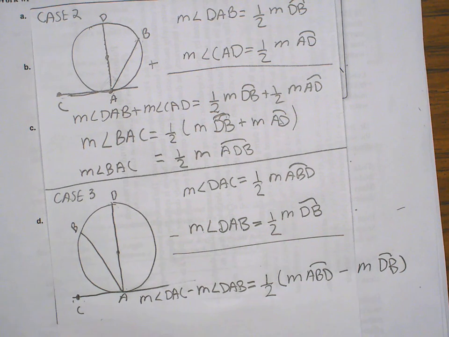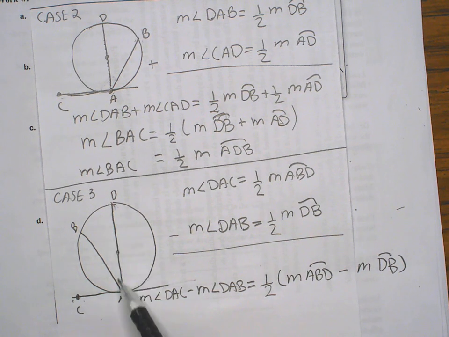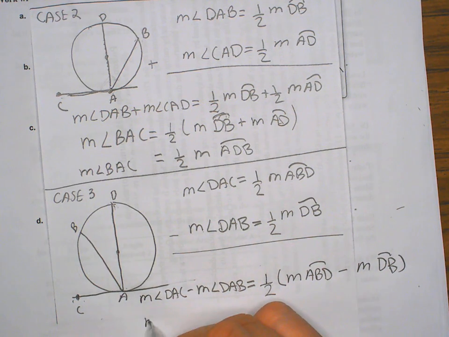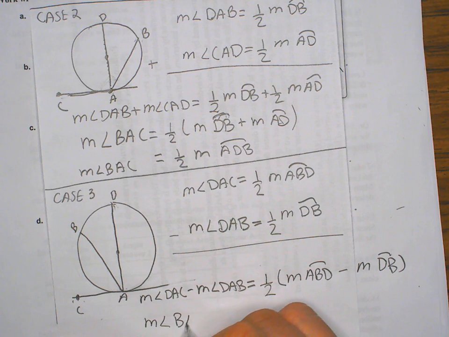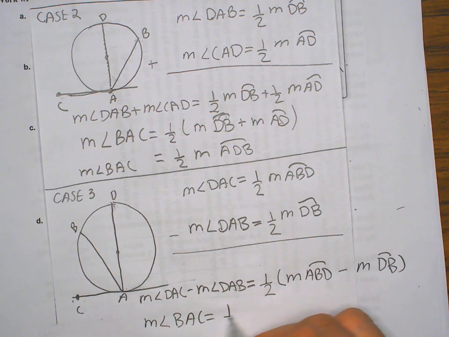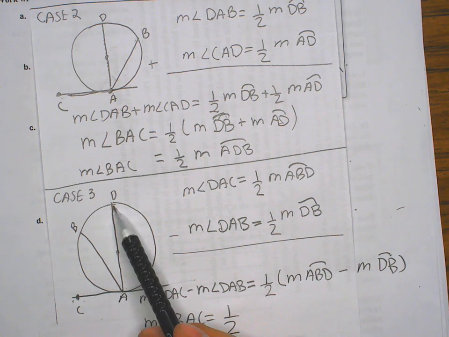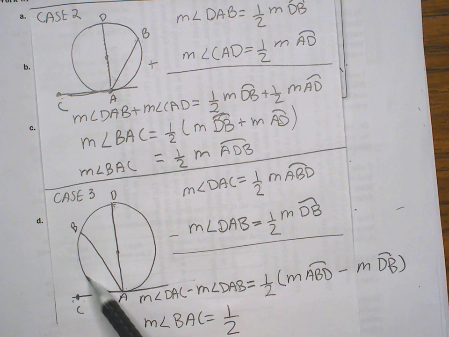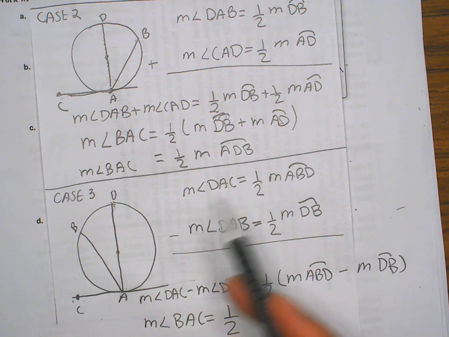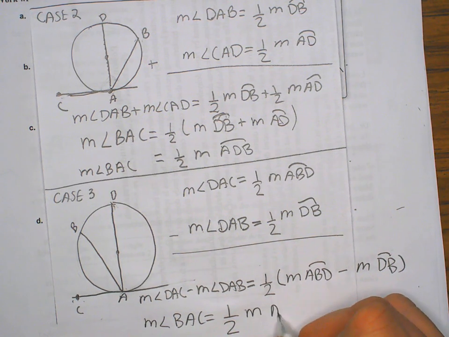Now let's think about what this means. DAC minus DAB is literally going to be this angle BAC. So that's going to equal angle BAC, and that's going to be equal to 1/2. Now look at this. Arc ABD minus DB is going to be this piece right here called AB. So the measure of AB.